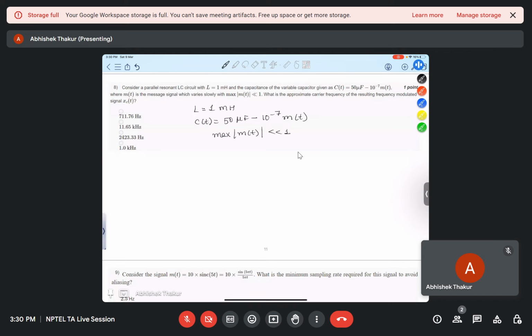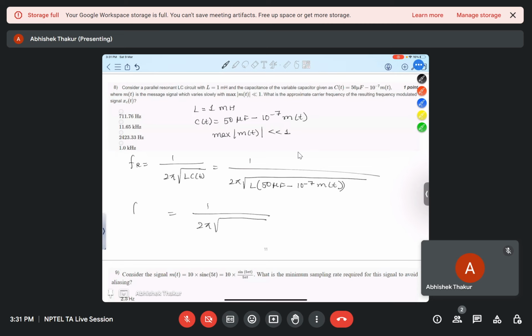So for the parallel resonant circuit, the resonant frequency fr is equal to 1 by 2 pi root of L C(t). So this can be written as 1 by 2 pi root of L into (50 microfarad minus 10 to the power of minus 7 into m(t)). Okay, so this can be written as 1 by 2 pi root of L C naught into (1 minus ...), where C naught is equal to 50 microfarad. So C naught is equal to 50 into 10 to the power of minus 6. Okay, so that is equal to 500 into 10 to the power of minus 7.